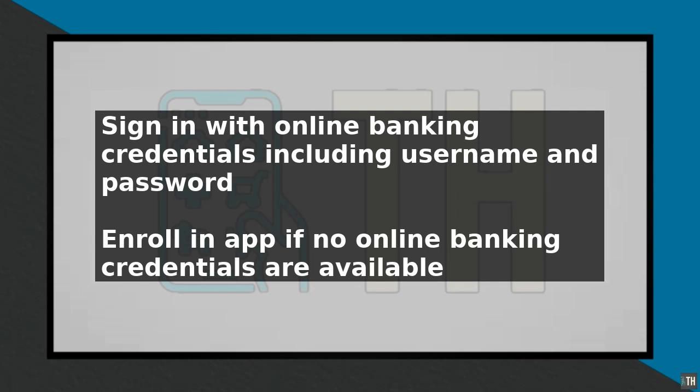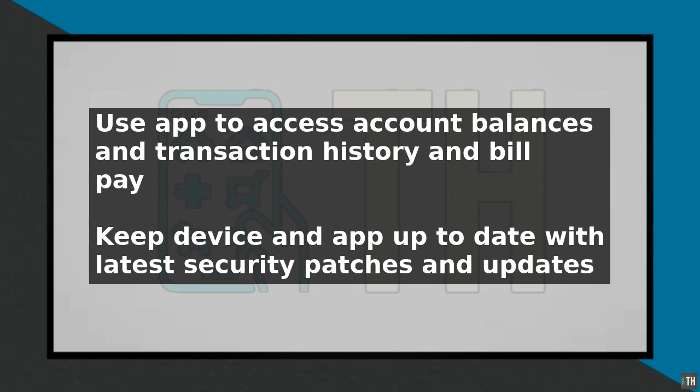Take a few minutes to explore the app and familiarize yourself with its features and functionality. To ensure the security of your account, make sure to use a strong password and enable two-factor authentication. You should also keep your device and the app up to date with the latest security patches and updates. By following these steps and best practices, you can safely and securely download and use the Bank of America app.